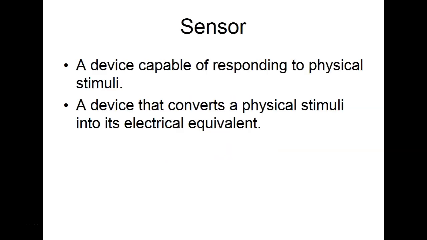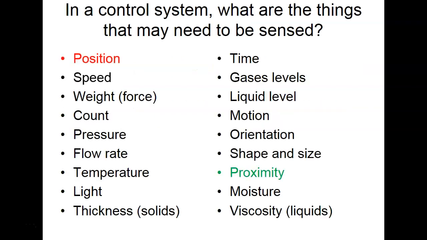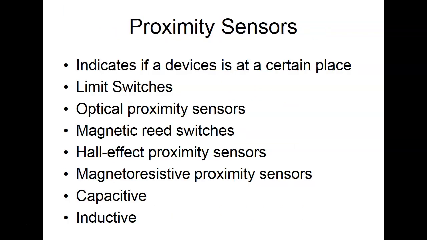A device table, of course, is going to be on every start of every slide. So sensors: a device capable of responding to a physical stimulus. It converts a physical stimulus into an electrical equivalent, which is what our nerves do, right? Of course, we looked at position. We're going to look at proximity today. So these are the ones we came up with. Proximity sensors indicate if a device or an object is at a certain place.